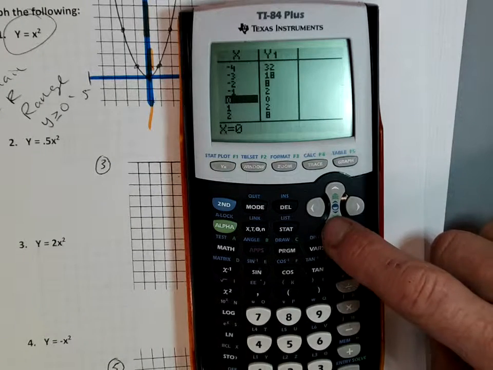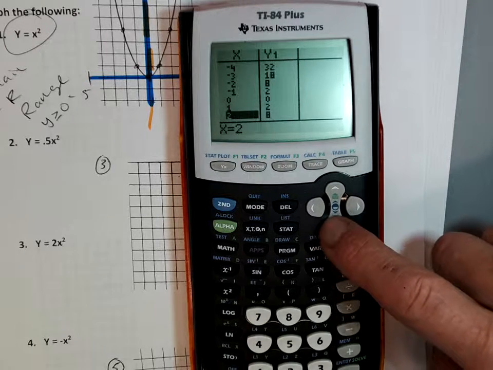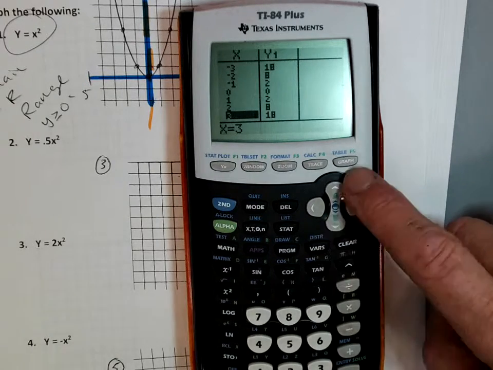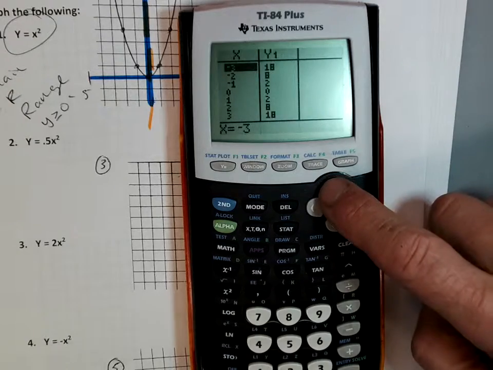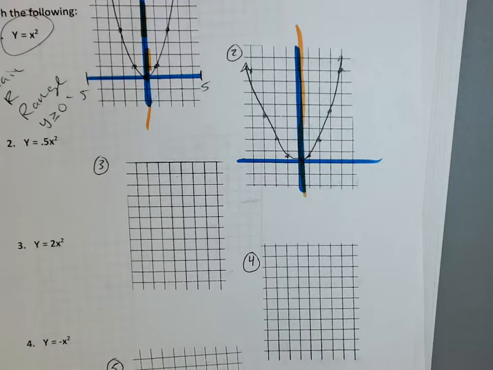So there are my individual points. I've got a 0, 0. I've got a 1, 2. I've got a 2, 8, right? I've got a 3, 18. And I even have the negatives. See how I'm doing this? Or, being that we're mathematical geniuses, watch.